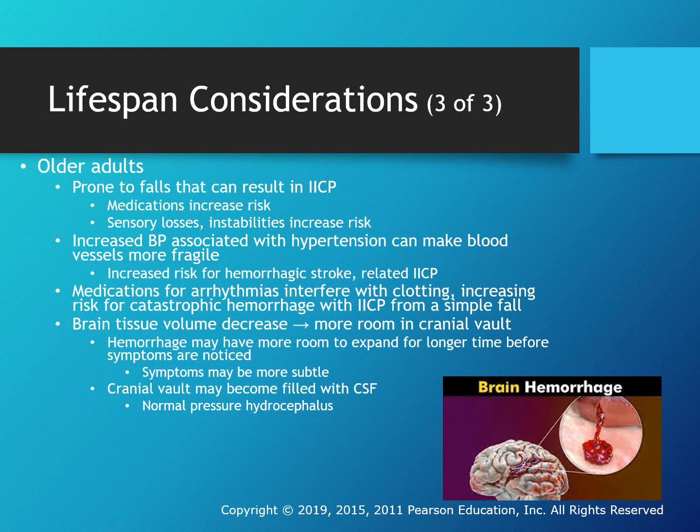In addition, brain tissue volume decreases with age. As a result, there is more room in the cranial vault. A hemorrhage may have room to expand over a longer period before symptoms are noticed, and these symptoms may be more subtle than those from a hemorrhage that causes an abrupt increase in ICP, and it may be too late by the time you see these symptoms.